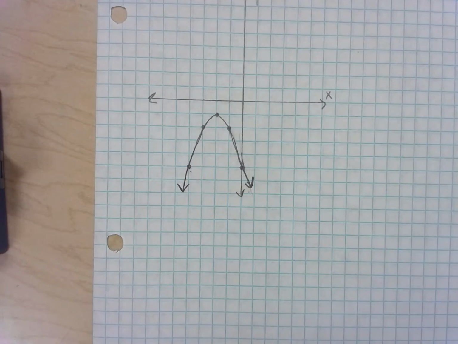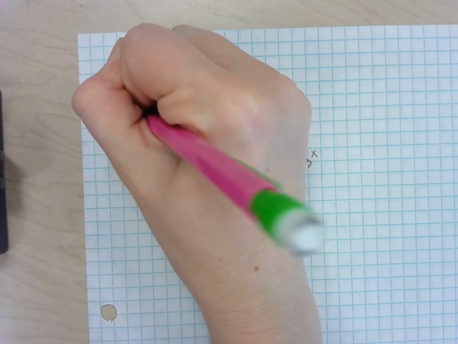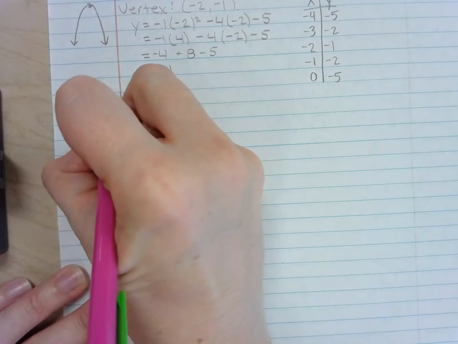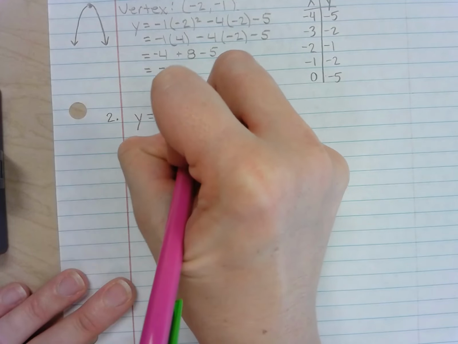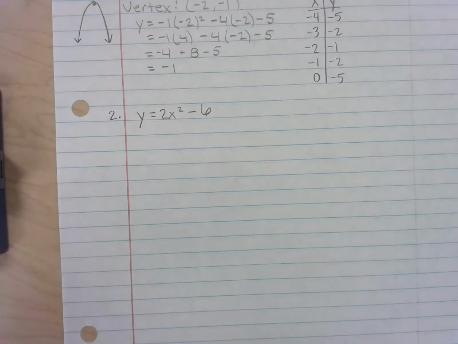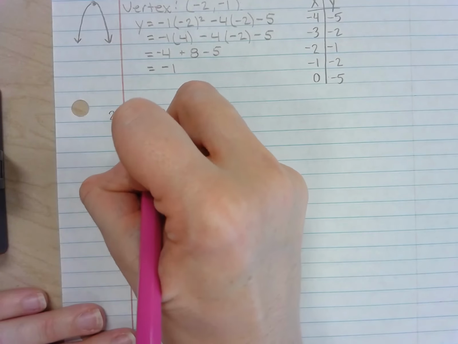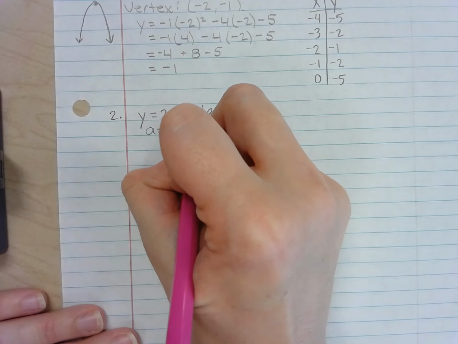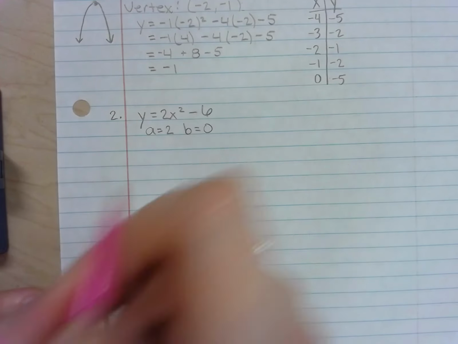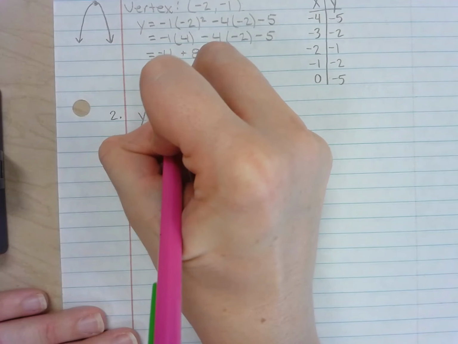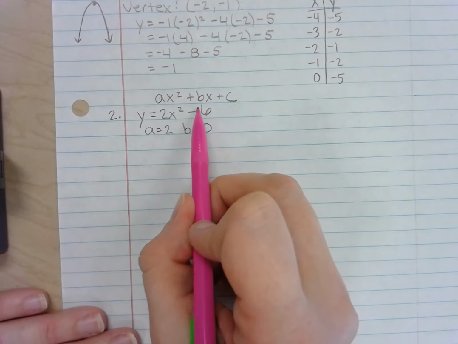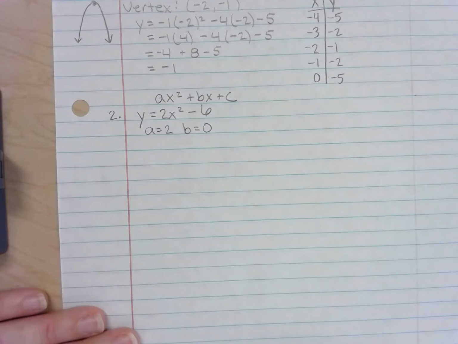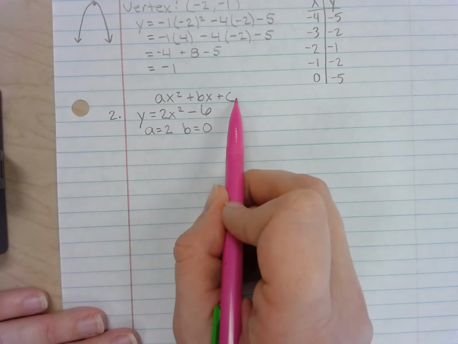Let's look at example 2. Example 2, we have y equals 2x squared minus 6. Again, start by naming your a, b, and c values. Here we have a equals 2. B is actually 0, not -6. Remember, when you're naming a, b, and c, it's ax squared plus bx plus c for standard form. Because this is not an x term, we cannot call it our b value. That is actually -6, our c value.